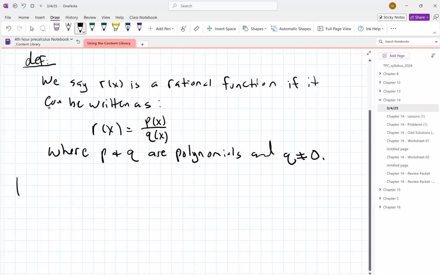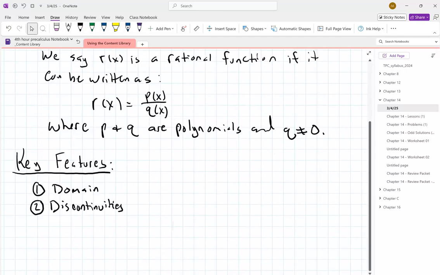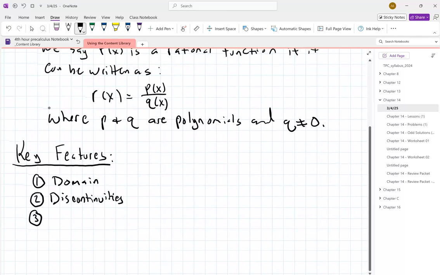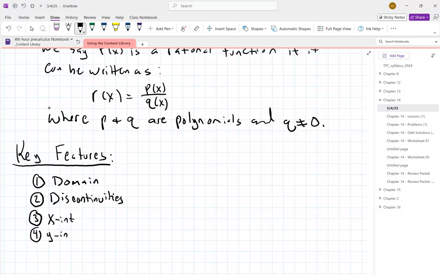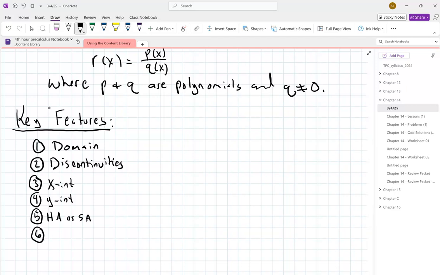In this first section, we're going to be worried about finding what I'm going to call key features for our rational function. So we're going to be talking about finding the domain, finding discontinuities, x-intercepts, y-intercepts, horizontal or slant asymptotes, and then end behaviors.